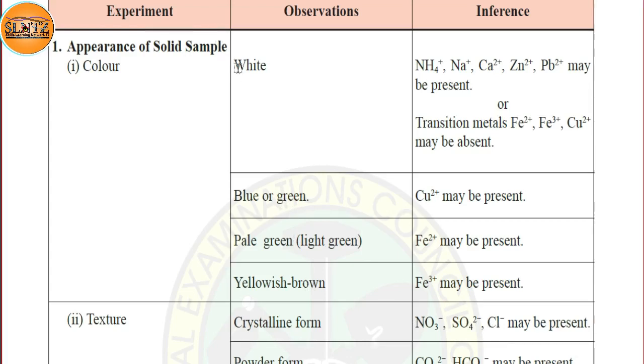So our sample appearance is white crystalline form, and we have to join these sentences. It means we expect to get this one and this one. When you join the inference, you have to report that nitrate, sulfate, or chloride of ammonium, sodium, calcium, zinc, and lead may be present. That is how to join.